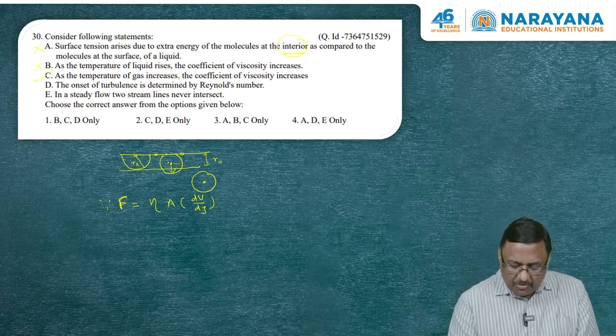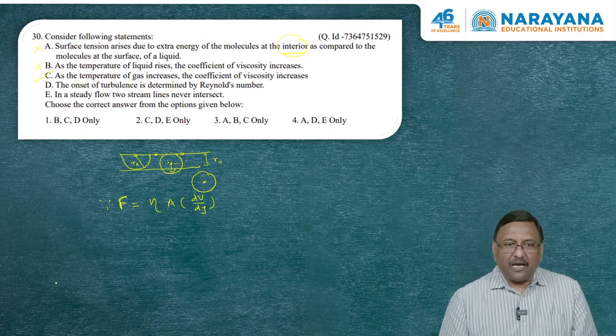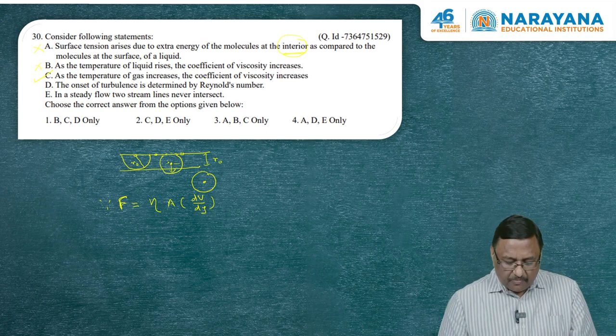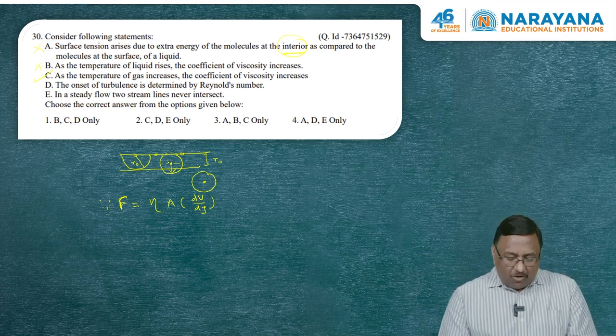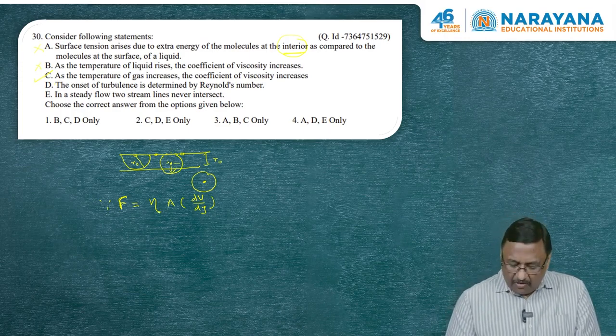So that means as the temperature of the gas increases, the coefficient of viscosity increases, is absolutely correct here. So I can say yes, C is the right answer. If you come to the next option, D, here we are saying the onset of the turbulence is determined by the Reynolds number. You know very well, we know.